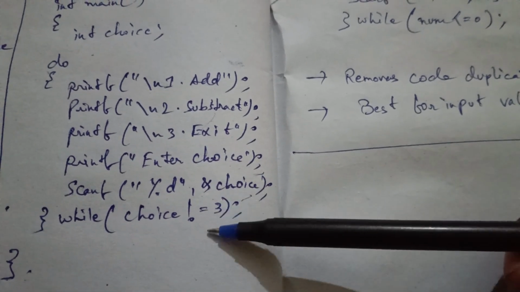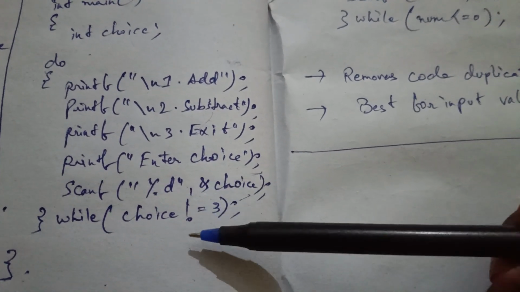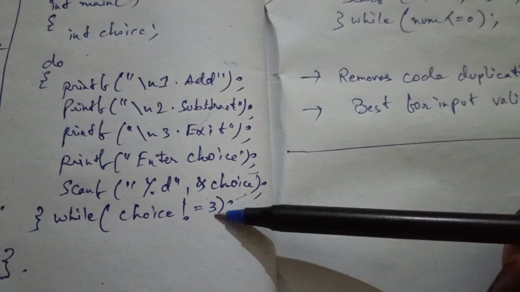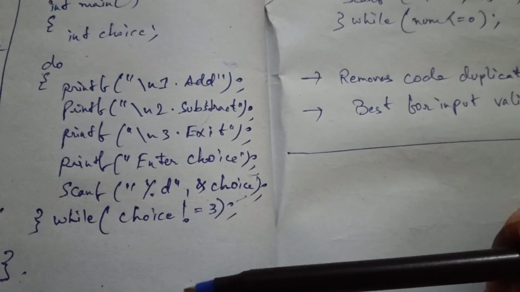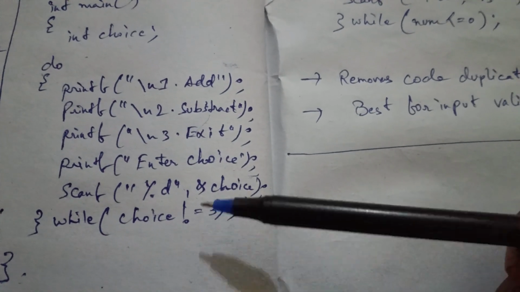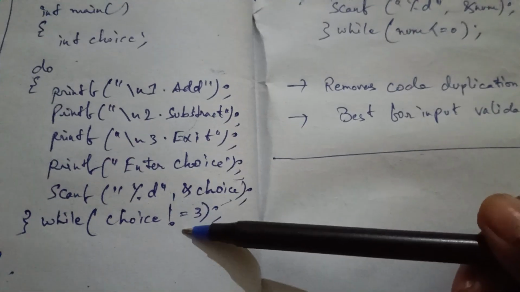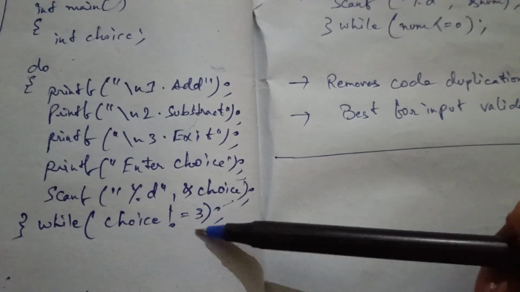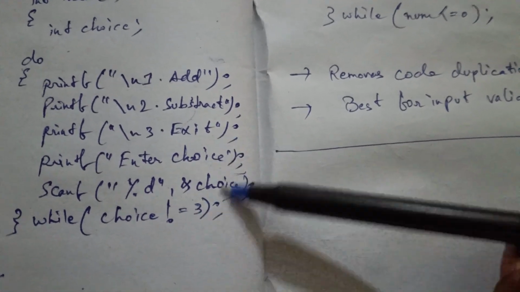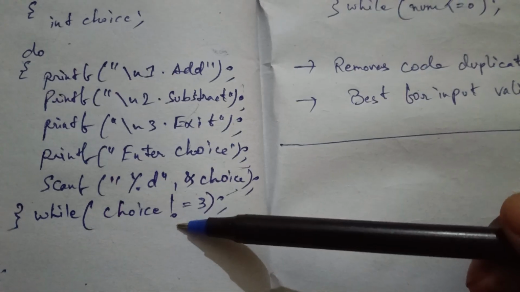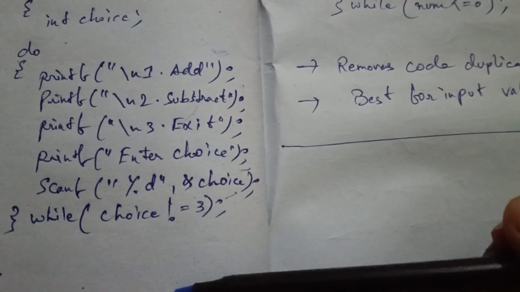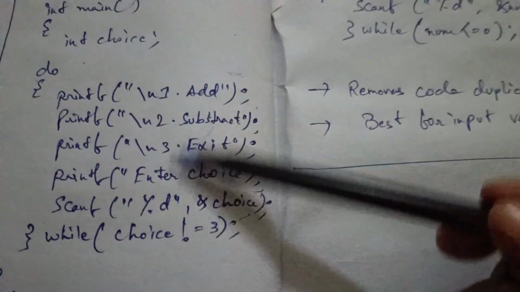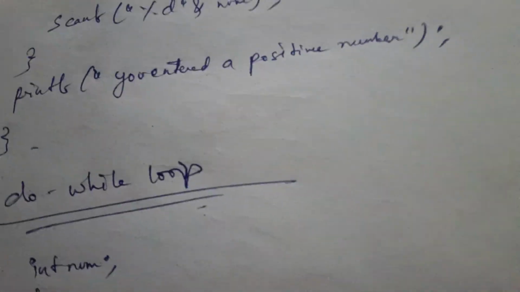But suppose this condition is false, then it will exit from the loop. Not equal to 3 means the condition is true, so it will keep on executing. But suppose it is equal to 3, then it will exit from the loop, like this option says. So this is how we use it for the menu driven program.